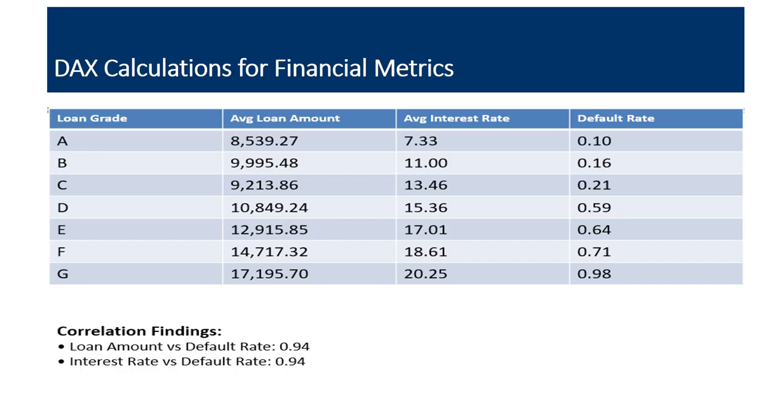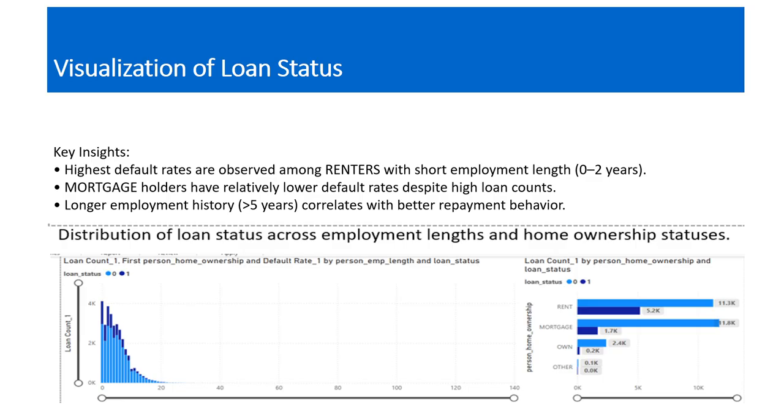Correlation finding: loan amount versus default rate is 0.94. Interest rate versus default rate is 0.94. Next slide is visualization of loan status.